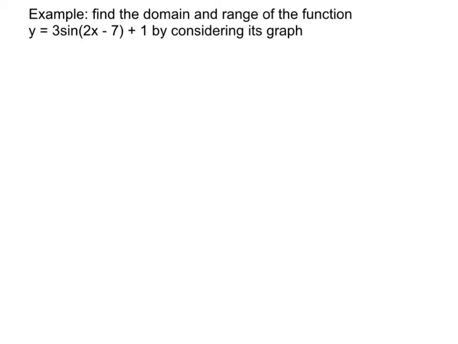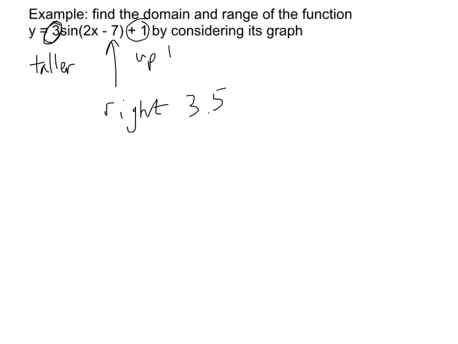This graph has been shifted up 1. The 3 in front means that it's taller. The -7 here means it shifts to the right. And if you fully understood the previous video, how much does it shift to the right by? Hopefully you recognize it shifts to the right by 3.5, because we do the 7 divided by the 2. And this 2 here effectively means that the graph is narrower.